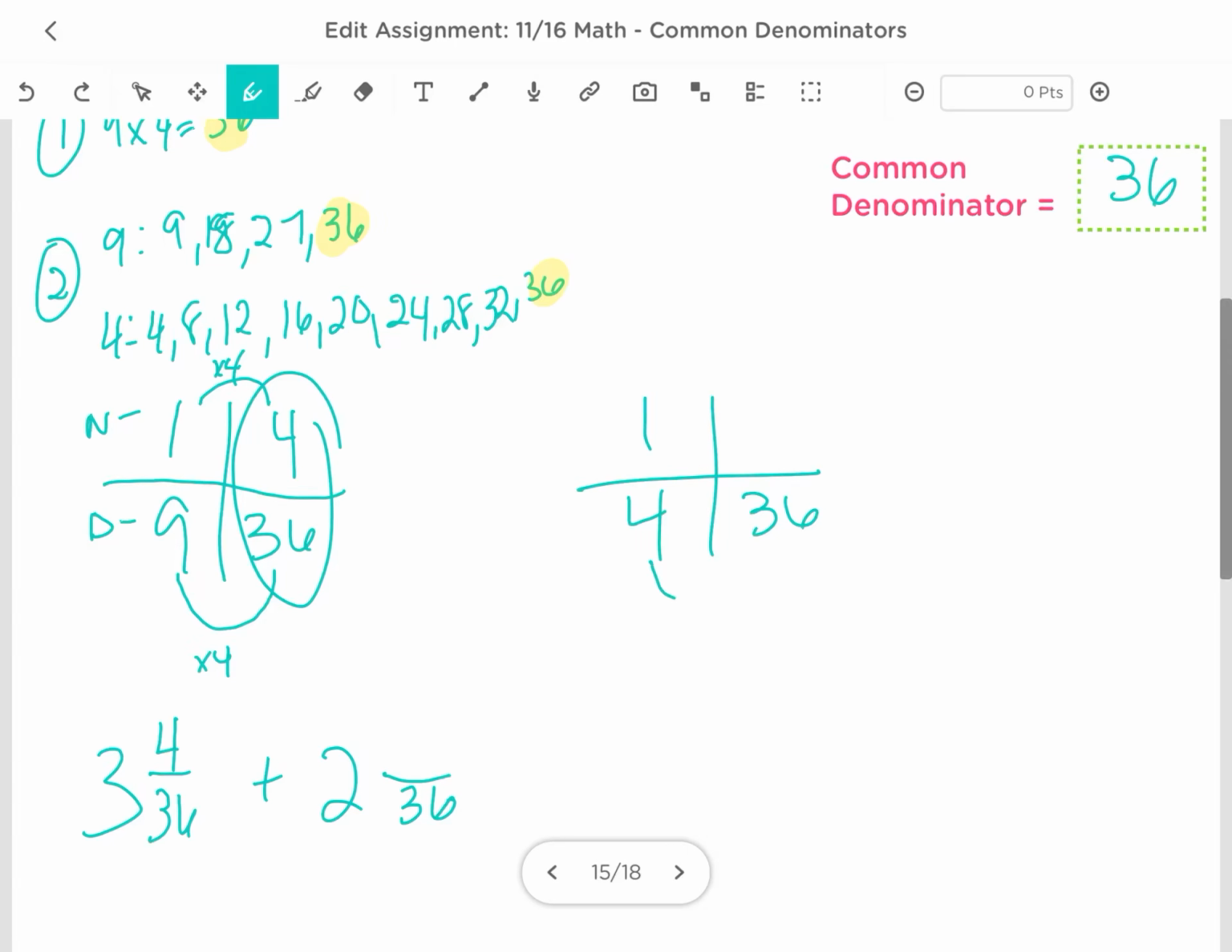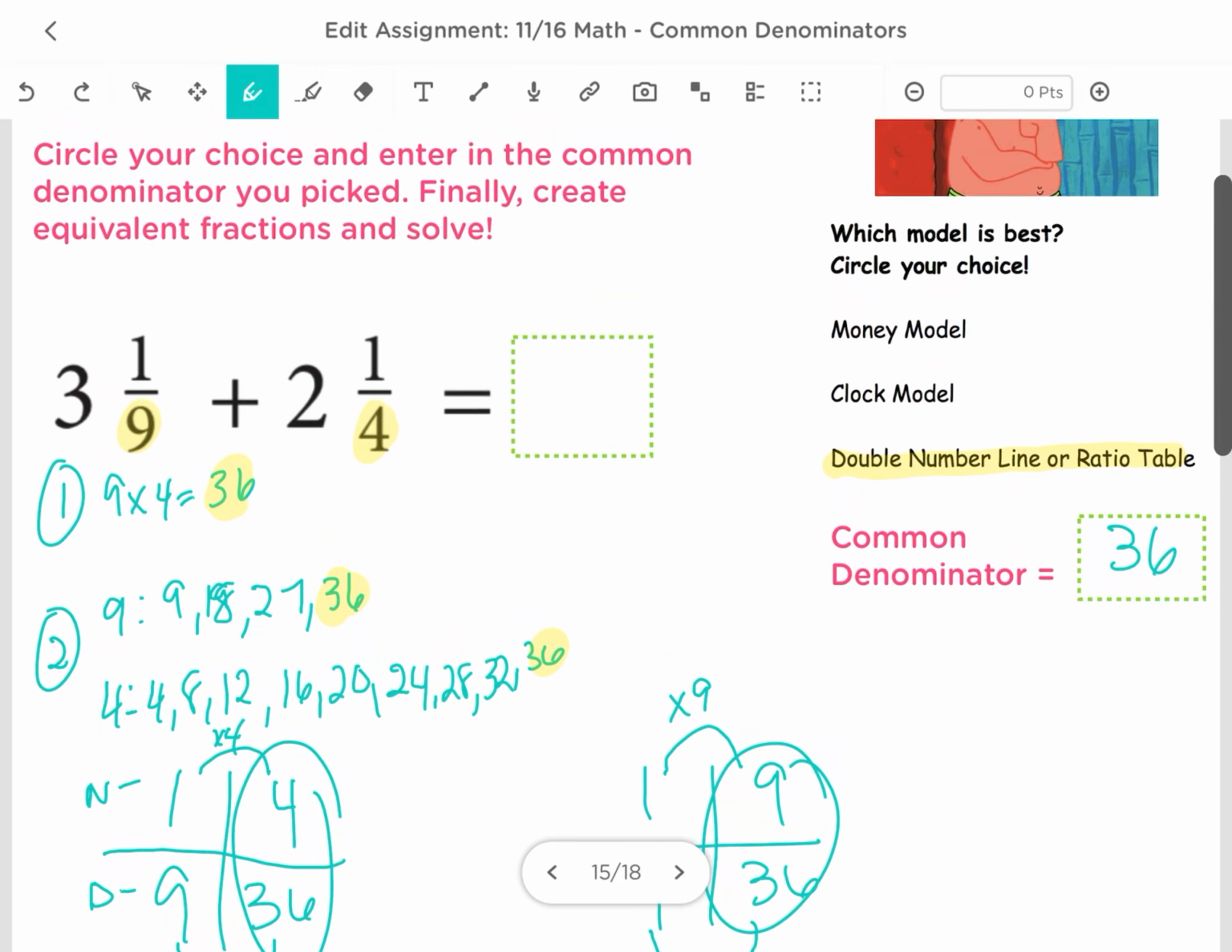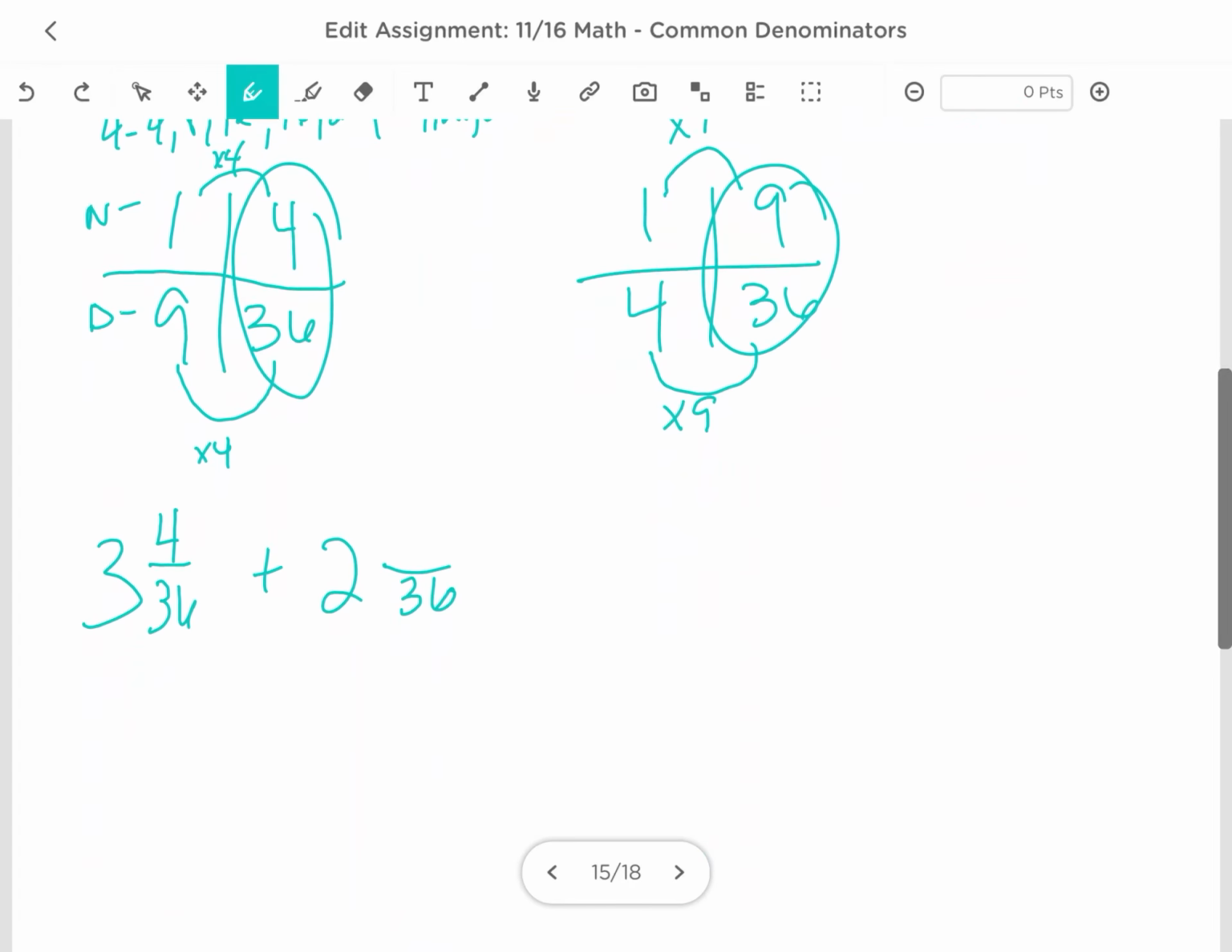All right, so now here I take a look. I've got 4 times 9, which is going to equal 36. So whatever I do to the bottom, I have to do up top. 1 times 9 is 9. Now I have my new fraction. So instead of 2 and 1/4, I've got 2 and 9 over 36.